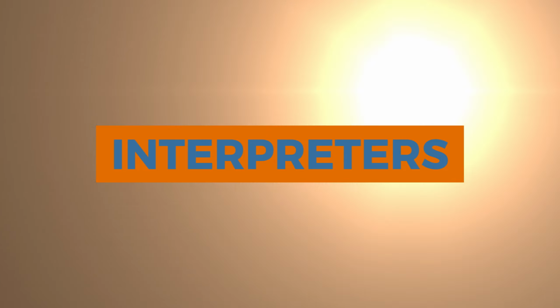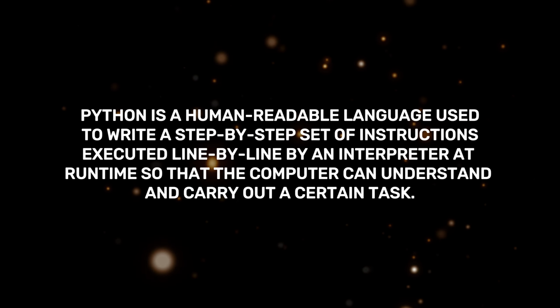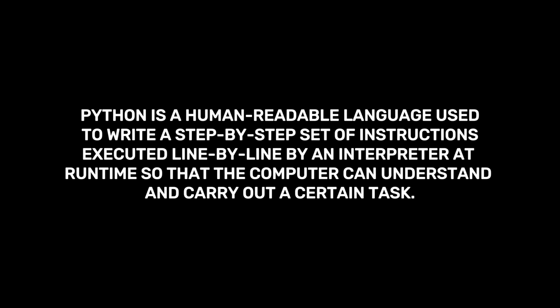machine-friendly code. To summarize all I just said, I would say Python is a human-readable language used to write a step-by-step set of instructions executed line by line by an interpreter at runtime so that the computer can understand and carry out a certain task. Take note, this written step-by-step set of instructions is called a program or an application. And the structured convention, or the rules of how the Python language is written, is termed syntax.